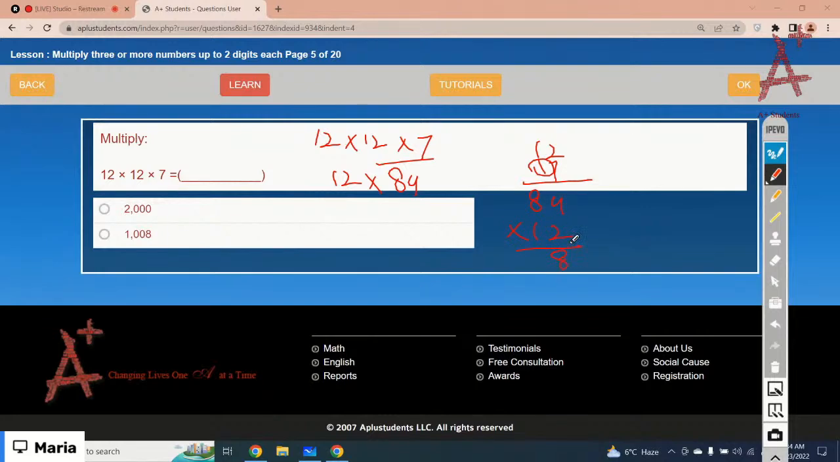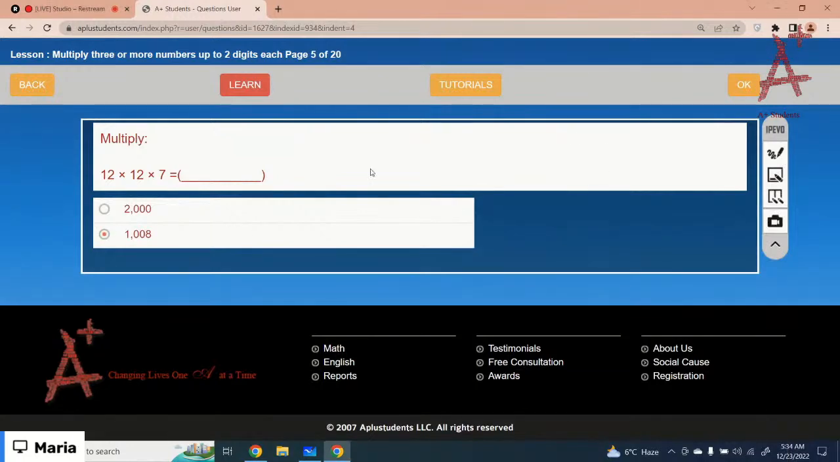2 times 4 is 8 and 2 times 8 is 16. 1 times 4 is 4 and 1 times 8 is 8. So you have 8, 6 and 4, 10, 0, 1 carry 8 and 1, 9 and 1, 10. It would be 1008. Got it? So just select the correct option, then click on the OK button.